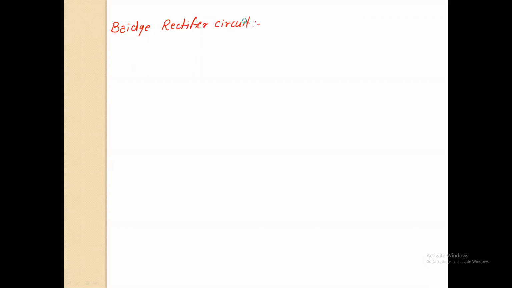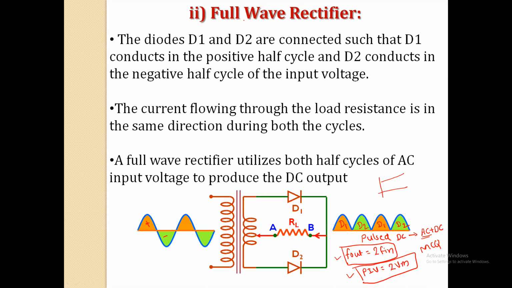But let me clear what the drawbacks of a center tap full wave rectifier circuit are. The first drawback of a center tap rectifier circuit is that a center tap transformer is required, and it's a little bit complex circuit, because in the center tap transformer there are a total of 3 terminals at the secondary side. This is the first drawback. And the second drawback is that the PIV rating of the center tap full wave rectifier circuit is twice VM. Is it right?